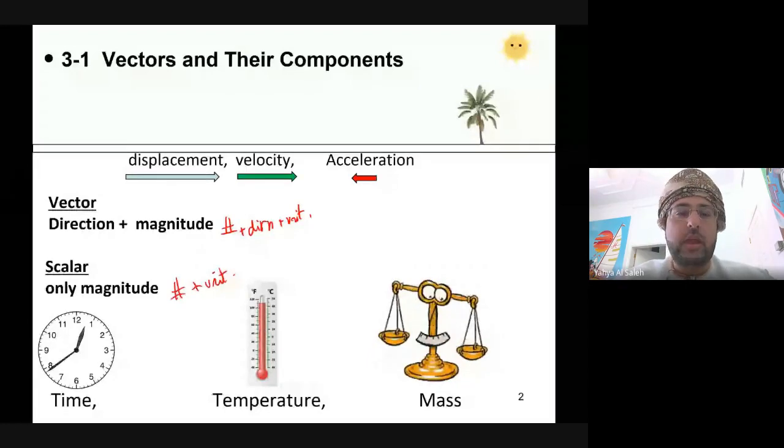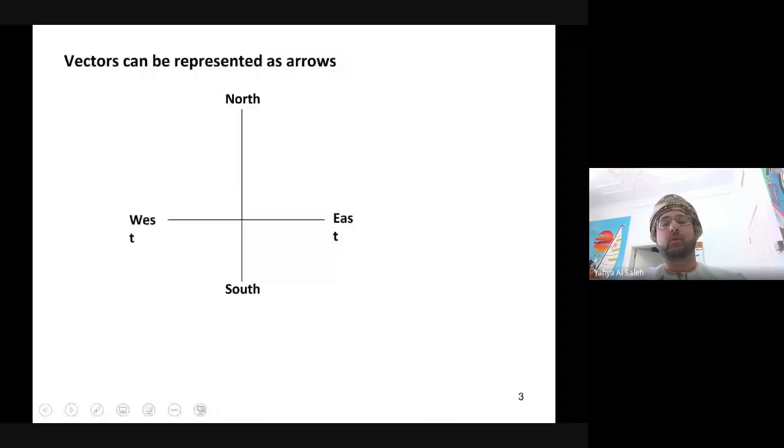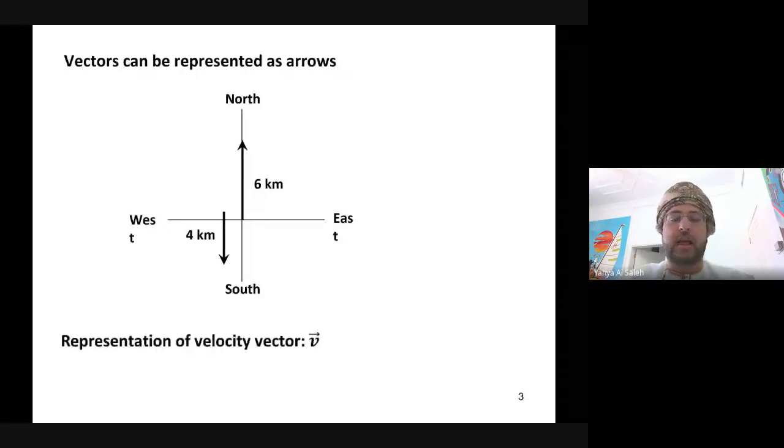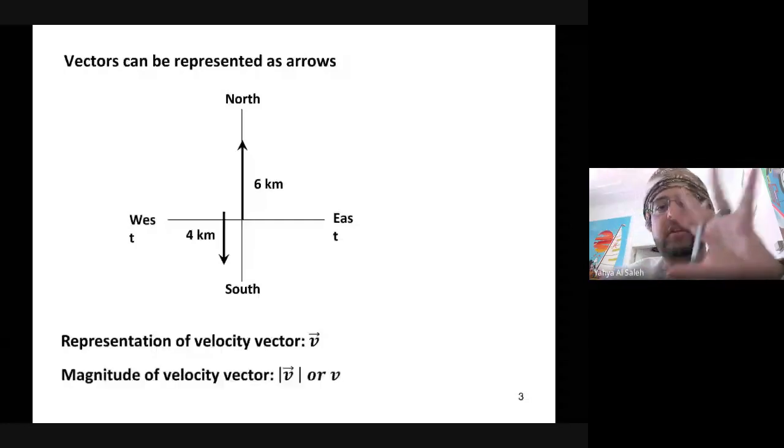Now, graphically, we can represent vectors as arrows. So this, for example, is a vector 6 kilometers north. We have a number, a direction, and a unit. 4 kilometers south, number, direction, unit. And we can write a vector in 3 ways to differentiate it from a scalar.